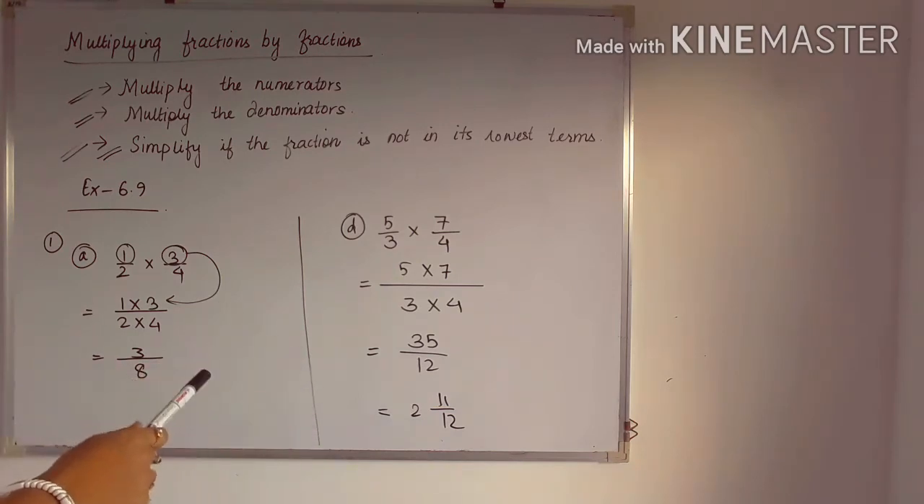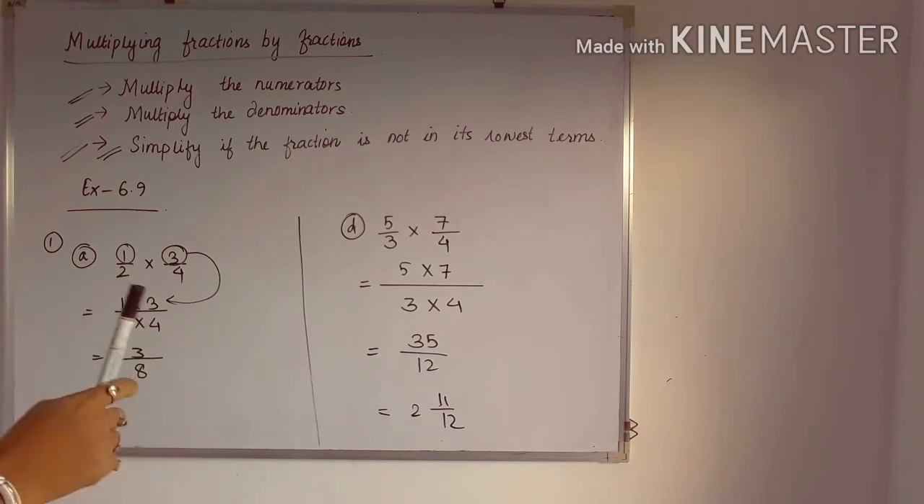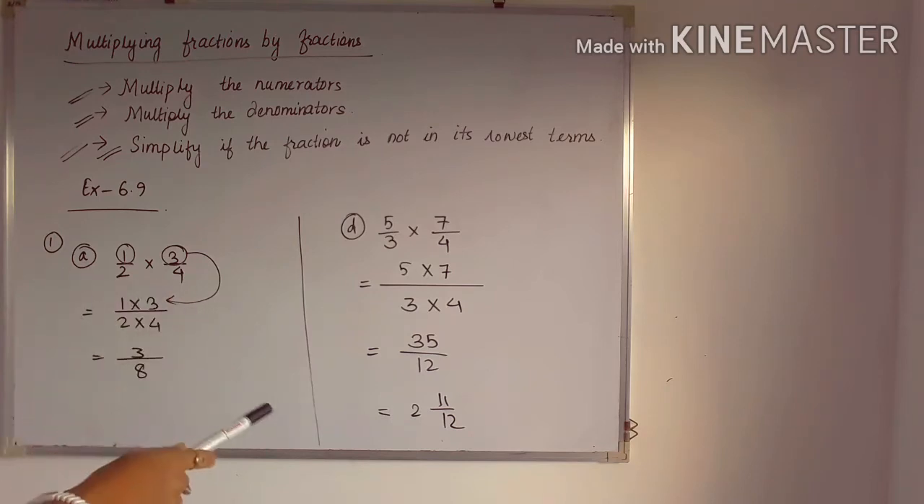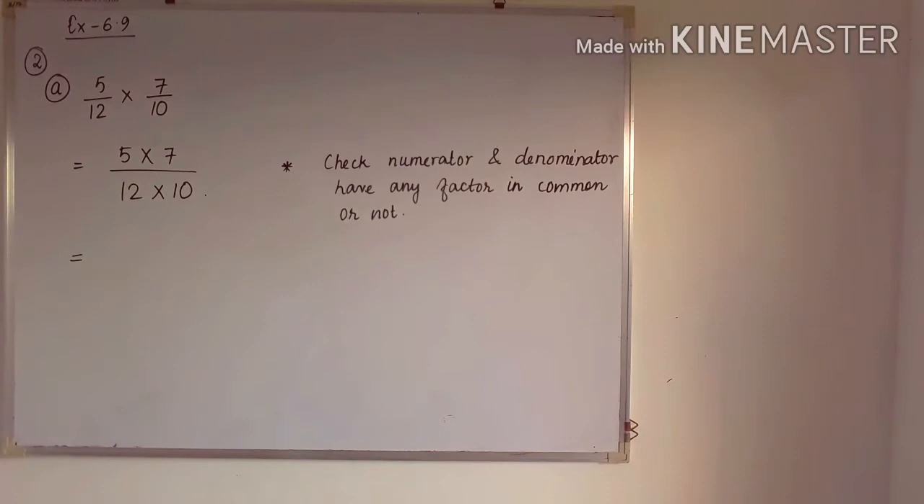So the mixed number is 2 11 by 12. You can divide 35 by 12. In that way our final answer will be a mixed number. So students, please try to do the remaining questions of question number 1. The questions are very simple. You have to multiply the numerator and denominator, then you have to reduce into lowest term.